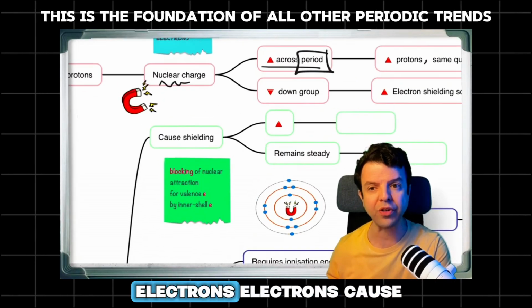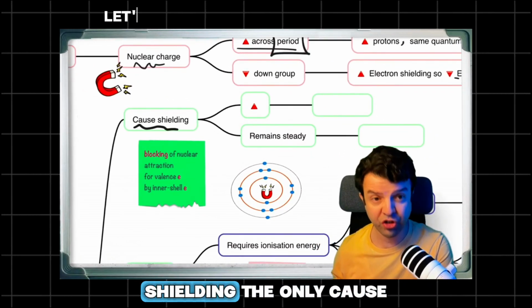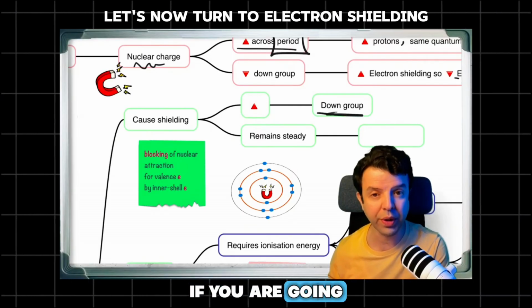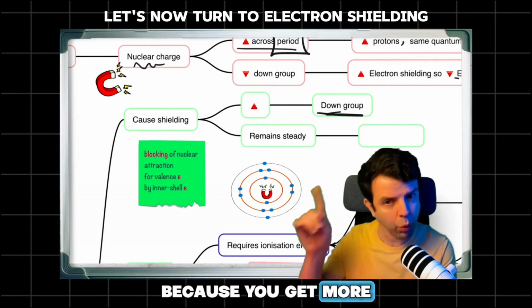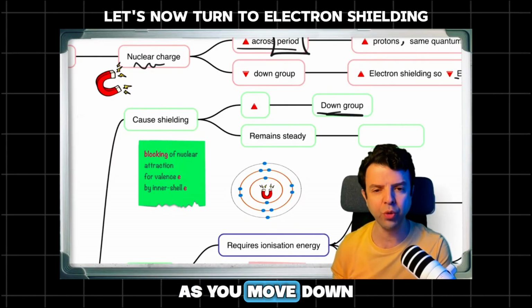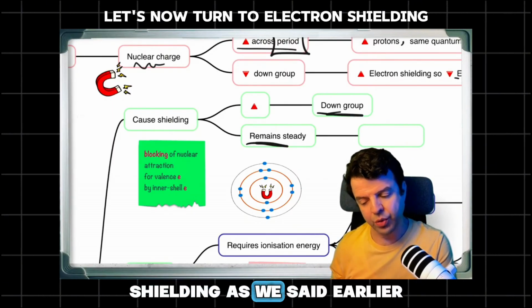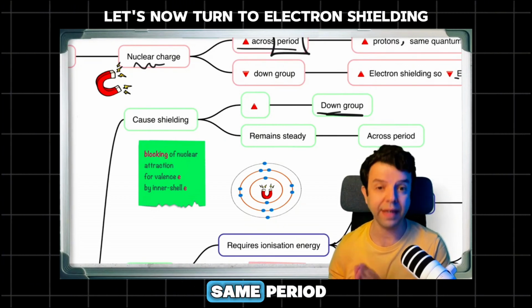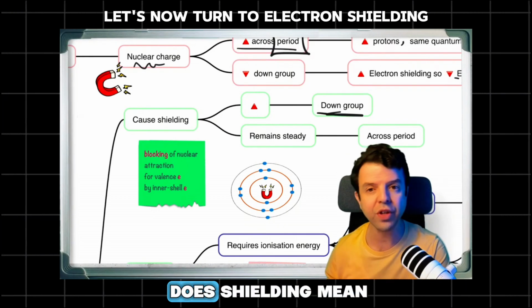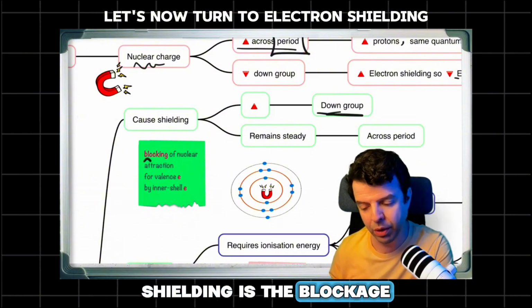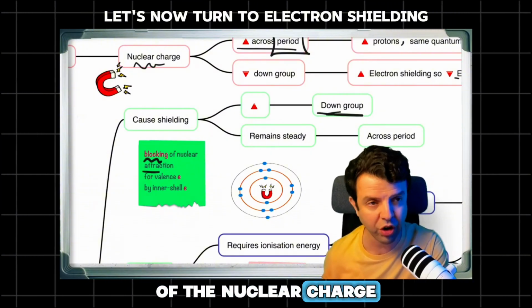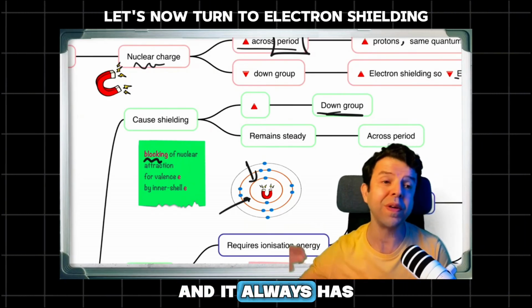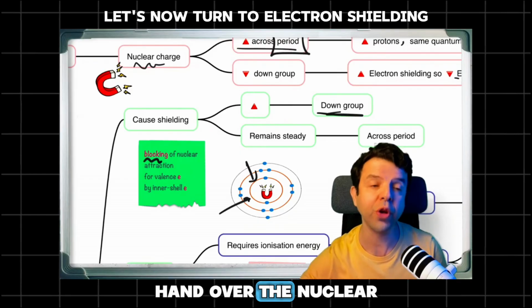Second thing is about electrons. Electrons cause shielding. They only cause that shielding if you are going down the group, because you get more and more quantum shells as you move down the group. Shielding, as we said earlier, stays the same if you are in the same period. By the way, what does shielding mean? Shielding is the blockage of the nuclear charge by inner shells of electrons. And it always has the upper hand over the nuclear charge.